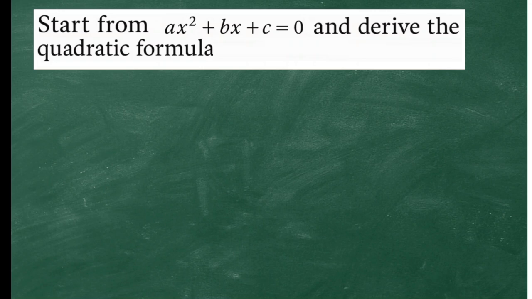Today we are going to do another derivation question that you can get in your GCSE and IGCSE Maths. This question is asking you to start from ax squared plus bx plus c equals 0, which is the general form of a quadratic equation, and derive the quadratic formula. So you have to start from this, and your end result should be x is equal to minus b plus or minus square root b squared minus 4ac divided by 2a.